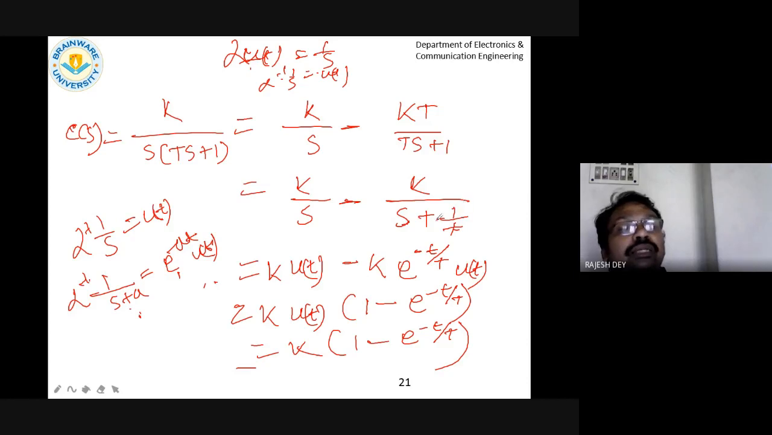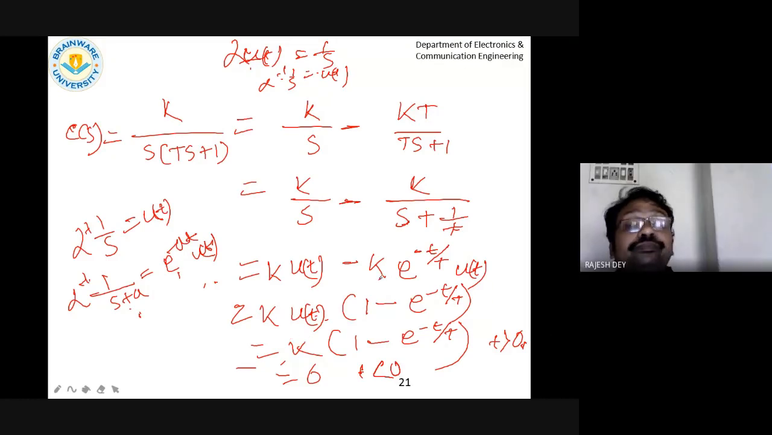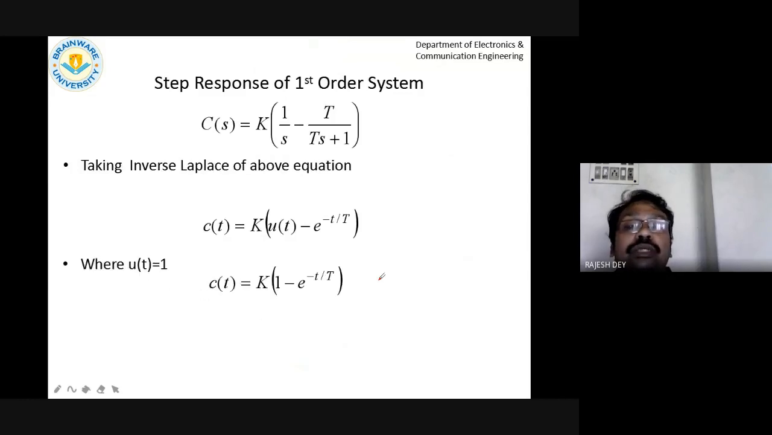We write ut equal to 1 for t greater than 0, and 0 otherwise, so ut is not required here. Go to this portion. I already explained it.